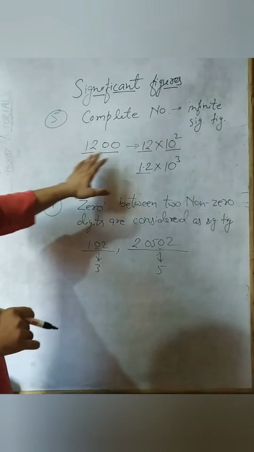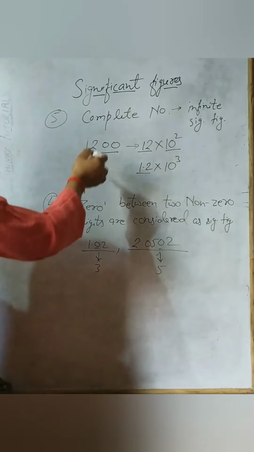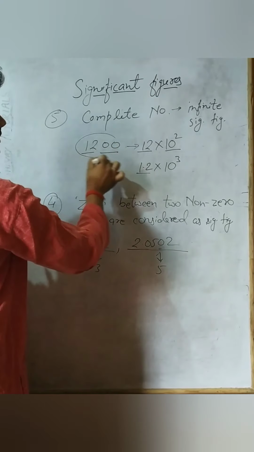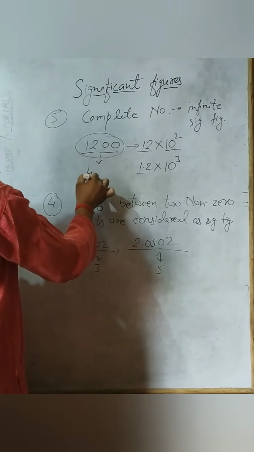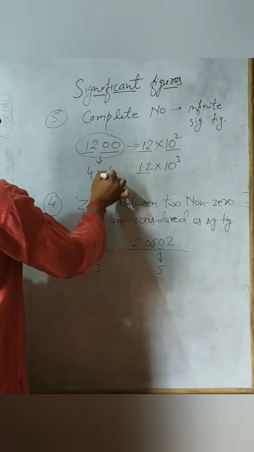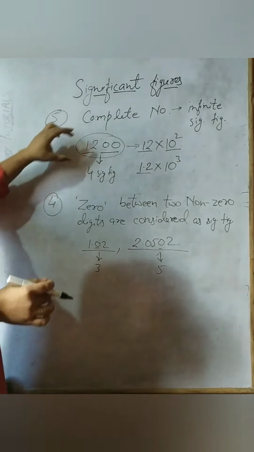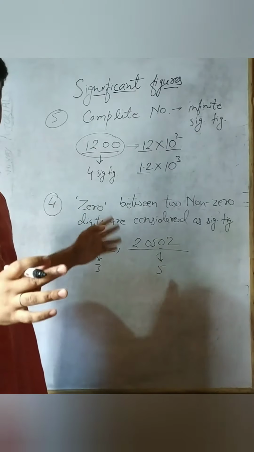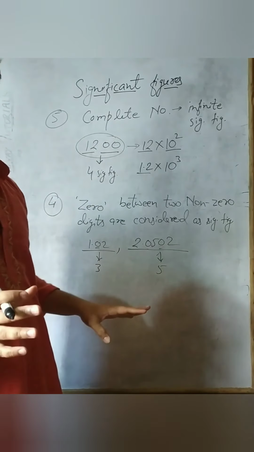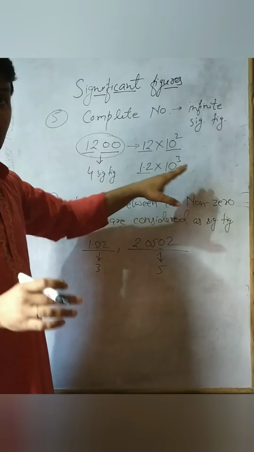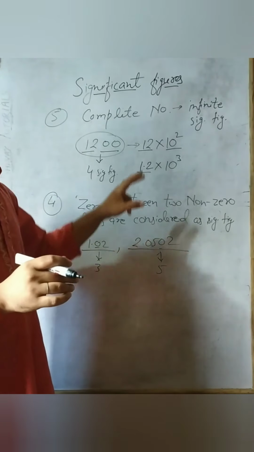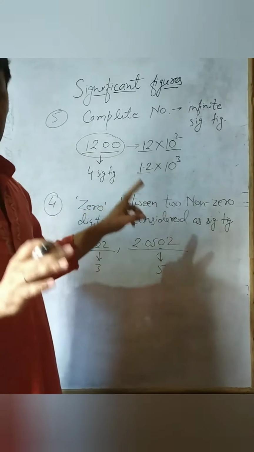Clear? So when 1200 is written as this whole number, if somebody asks you, then you may say that it has 4 significant figures. Okay. By the way, 1200 is a complete number, so it has infinite number of significant figures. But if it is expressed in the exponent form, then the number of significant figures changes.